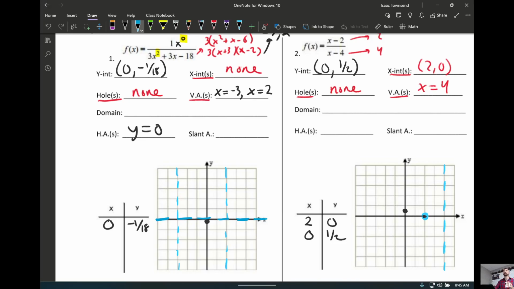y equals 0 is right on top of the x-axis. So just try to bold it a little bit so you can see it.